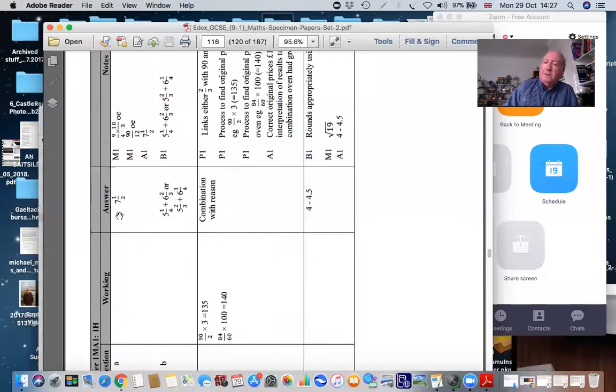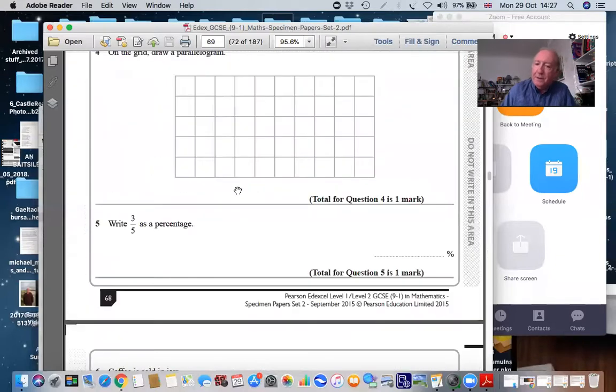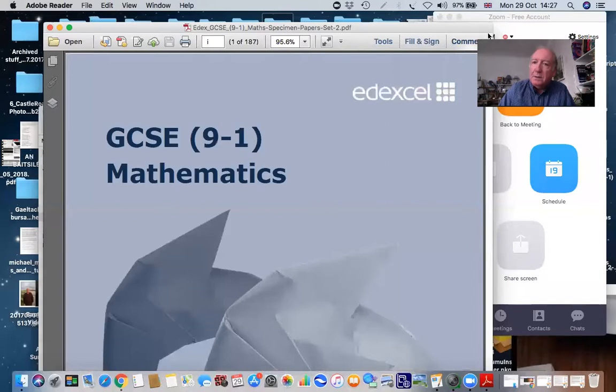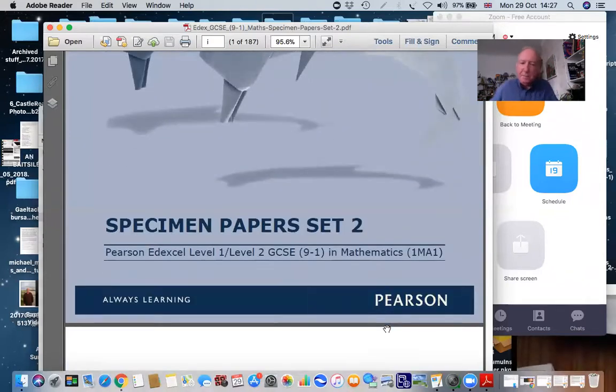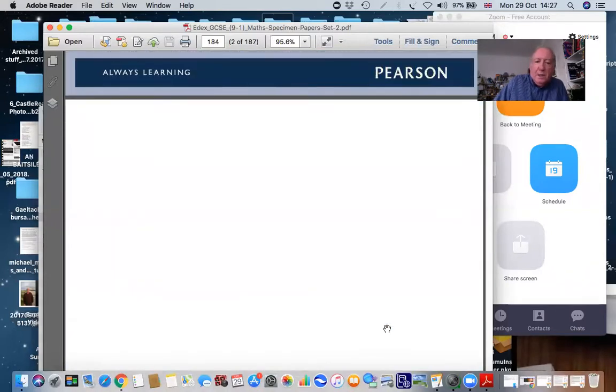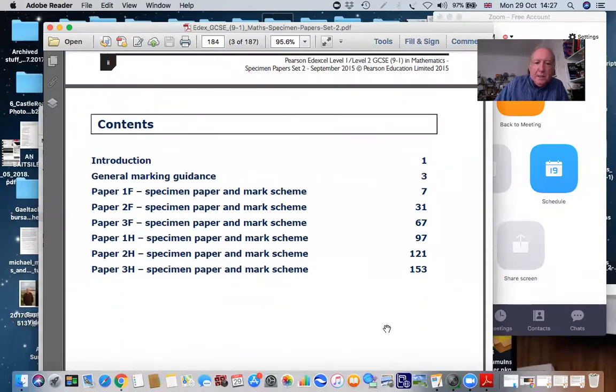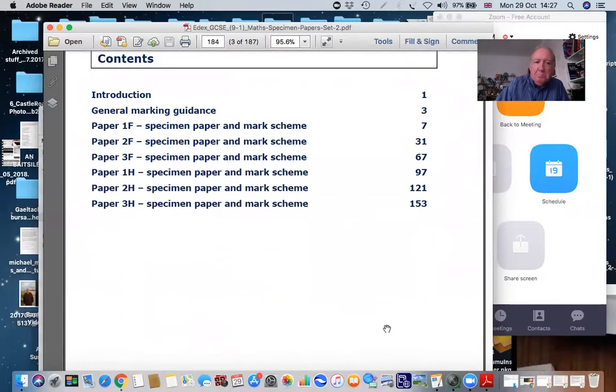Yes, okay, so I'm way down. Let's just go up to the top of that. Get that out of the way. Go up to the top of that, and we can see that it's 9-1 Mathematics, Specimen Paper Set 2. And we've got foundation papers, 1, 2, 3, higher tier papers, 1, 2, 3, specimen paper, and mark scheme.